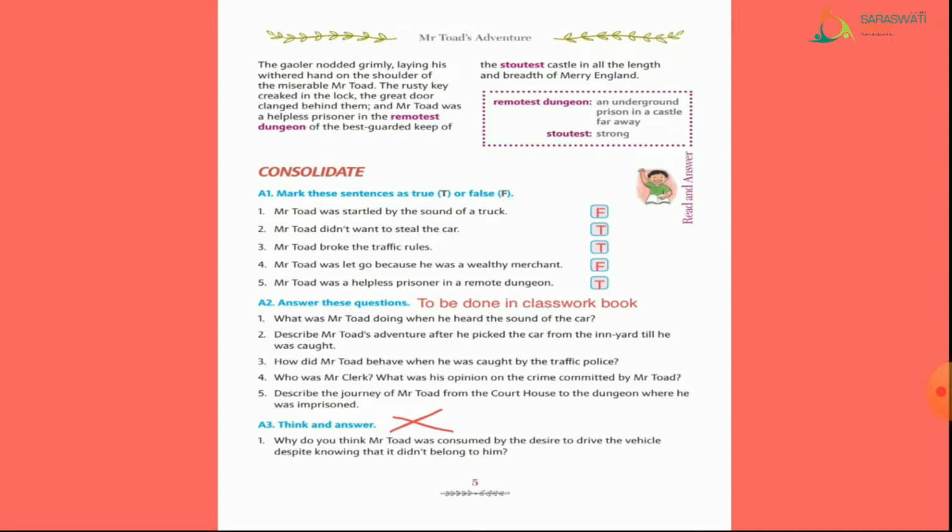He went through the thumbscrew room and finally reached the remotest dungeon. Here he was handed over to the jailer who put him inside the cell, inside the jail. Got it? Now all these 5 questions and answers you are going to get in notes. And please copy them correctly, neatly in your class workbook. We are not going to do question A3, think and answer. Okay. Let us go to the next page.